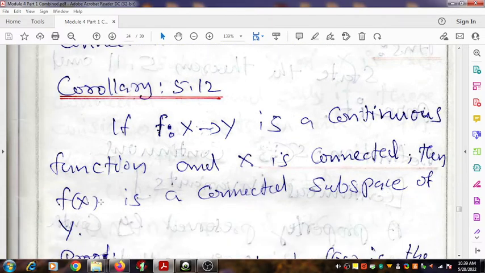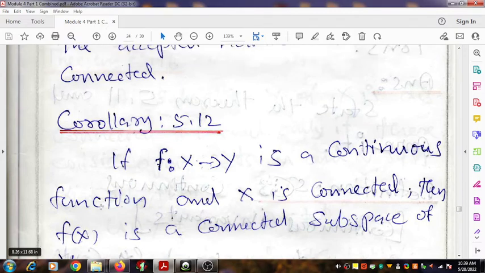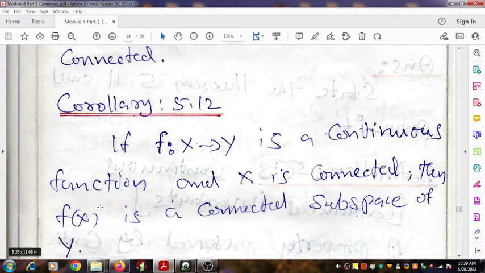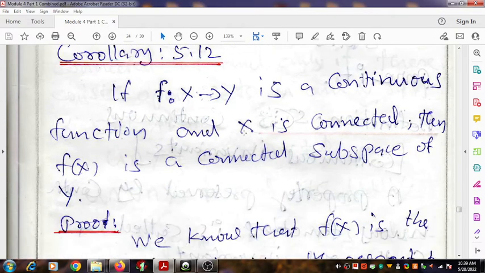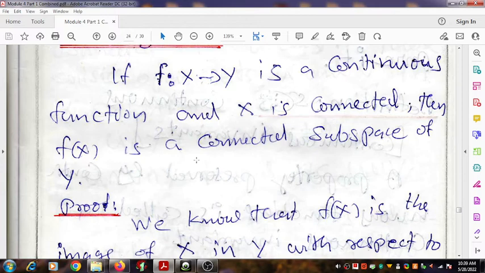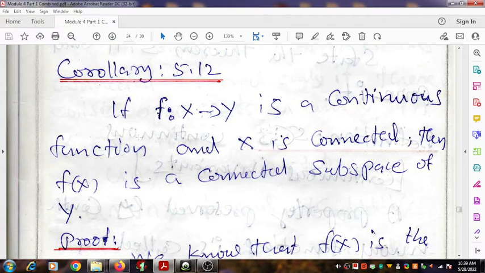We have a corollary that can be proved based on the previous result. If f defined from X to Y is a continuous function and X is connected, then f of X is also a connected subset of Y. See, f is a continuous function defined from X to Y. Then we know that f of X is a subset of Y. It's also given that X is connected.